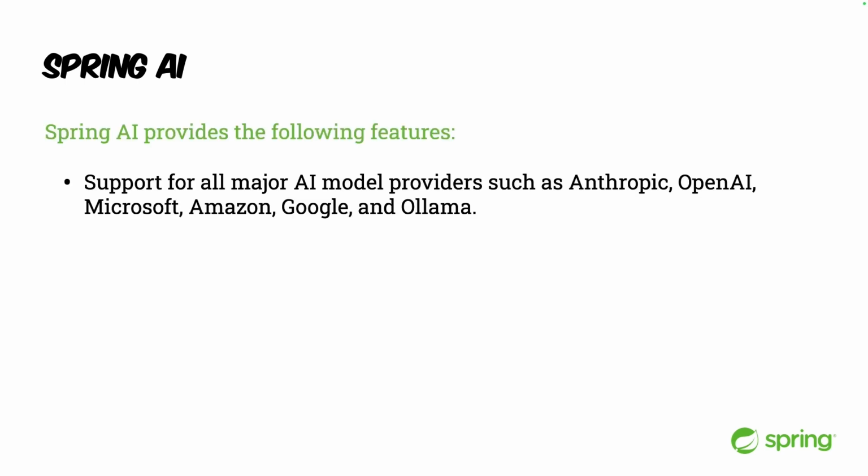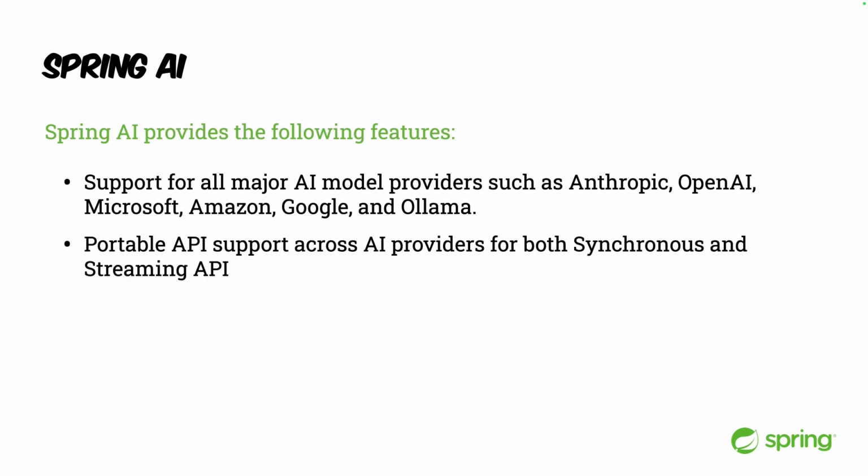I'll talk quickly about a few things that Spring AI can do. One of the things it has is support for all of the AI model providers, such as Anthropic, OpenAI, Microsoft, Amazon, Google. And if you don't want to send all of your data out to the proprietary models, you can use something like Ollama and run open source models on whatever machine you're using, including your development machine.